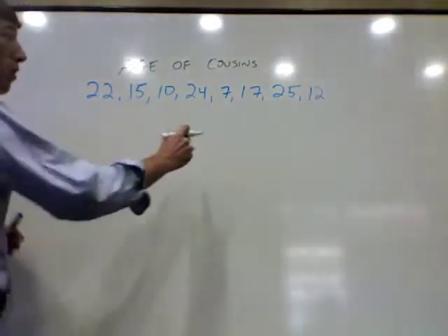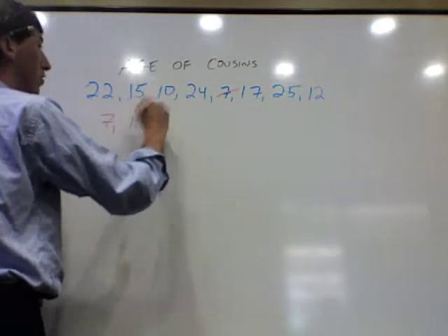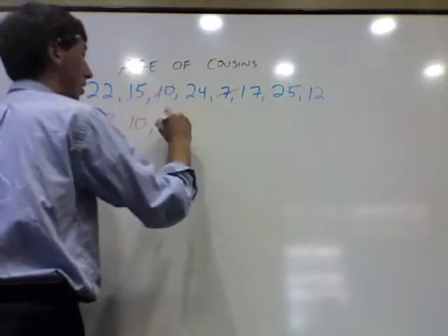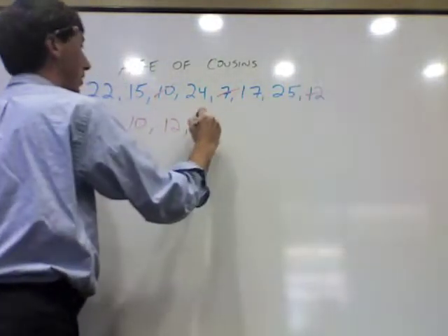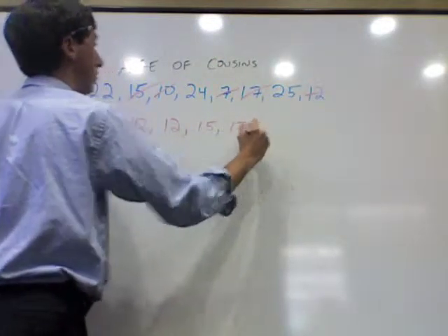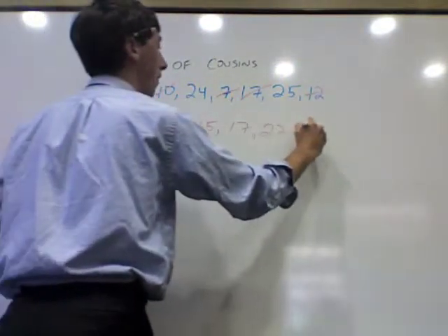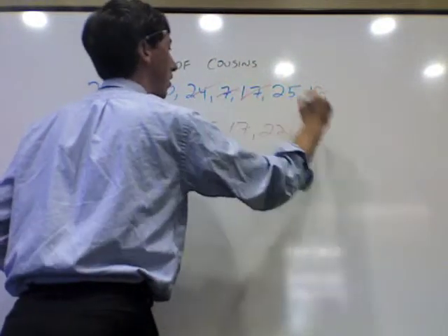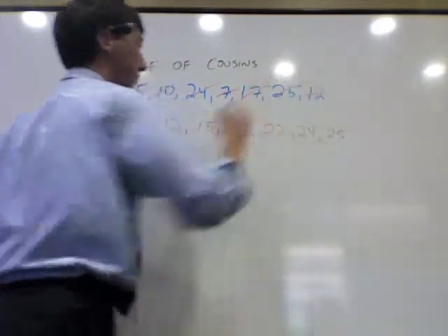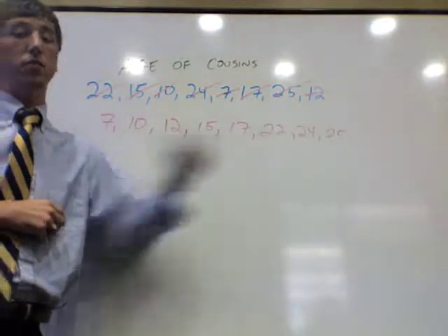So I'll start with the smallest number, which is 7. And then just cross off my numbers as I go from least to greatest. I now have my numbers arranged from least to greatest.